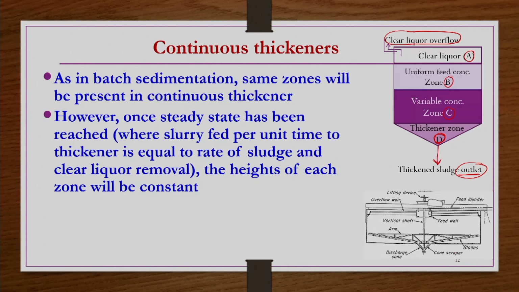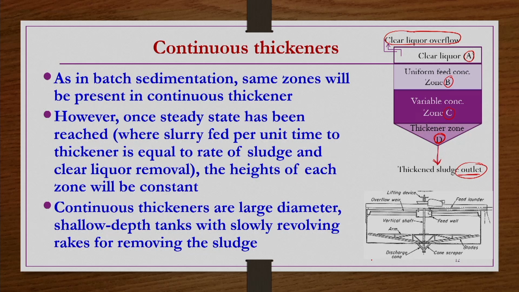Industrially, thickeners are provided like this. One industrial thickener picture has been shown here. It is the same as what we have drawn above, but the only thing is that rakes are provided at the bottom, so that sludge can be taken out continuously. Continuous thickeners are large diameter, shallow depth tanks with slowly revolving rakes for removing the sludge. These rakes are provided at the bottom, slowly revolving and slowly collecting the concentrate from the bottom.